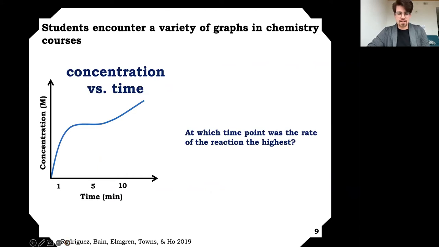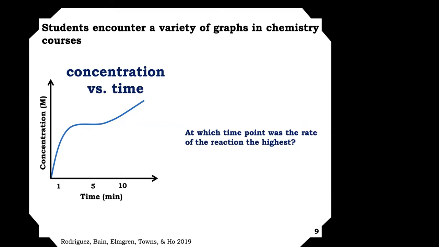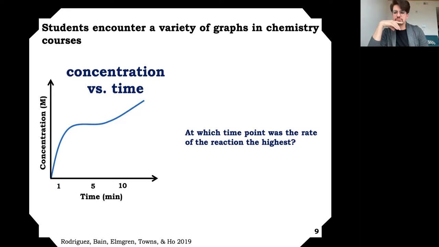This is a concentration versus time graph. And the data for this comes from a paper that we published in 2019. It involved undergraduate students in a first year general chemistry course. And on an exam, they were provided this graph and asked at which time point was the rate of the reaction the highest. And you can see that there are different points here, time equals 1, 5, and 10.